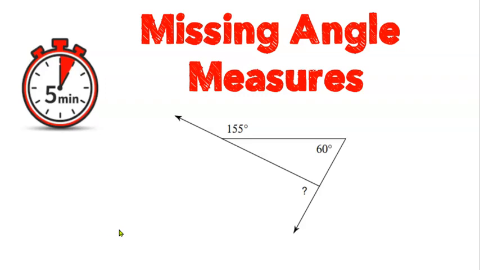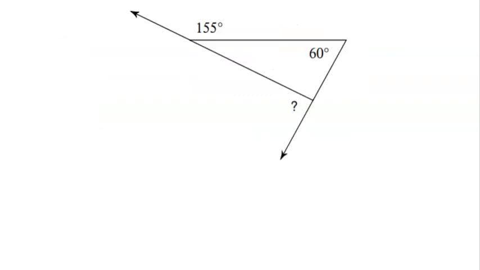Finding missing angle measures in 5 minutes. You'll notice in this diagram that the question mark is the missing angle. And all we know about angles is that they can be supplementary, complementary, or equal. But in addition to angles, we also have a triangle here, and we know something about triangles as well.